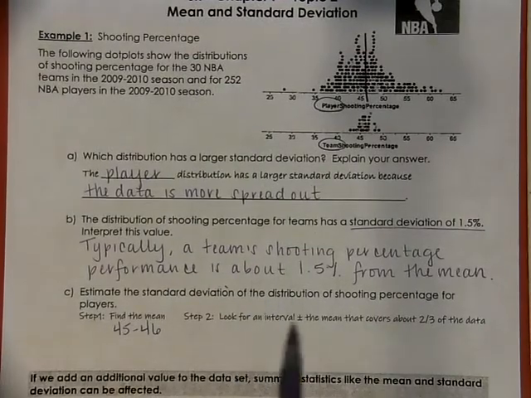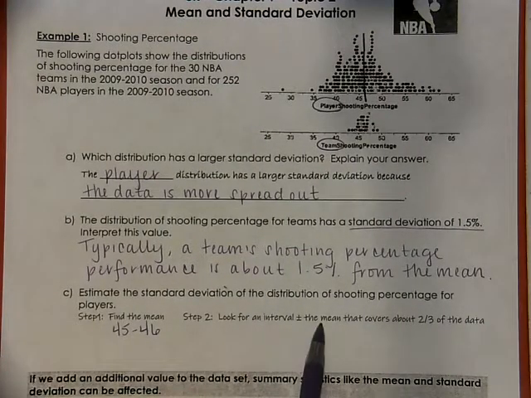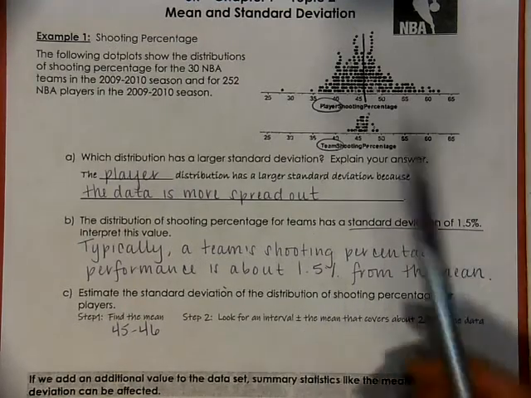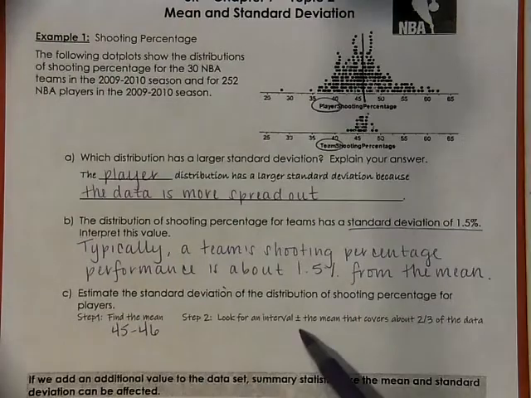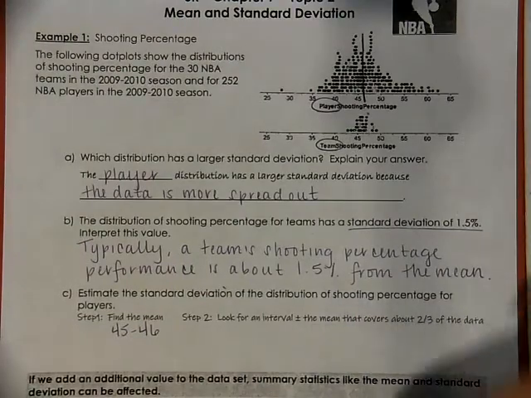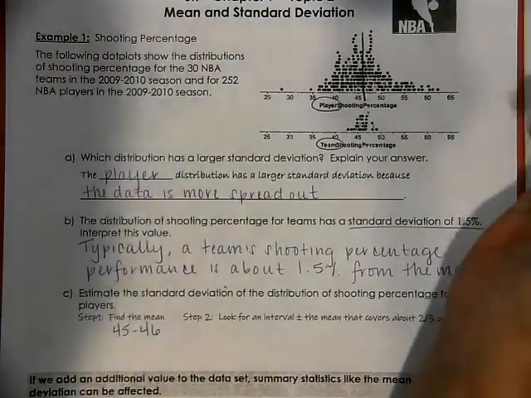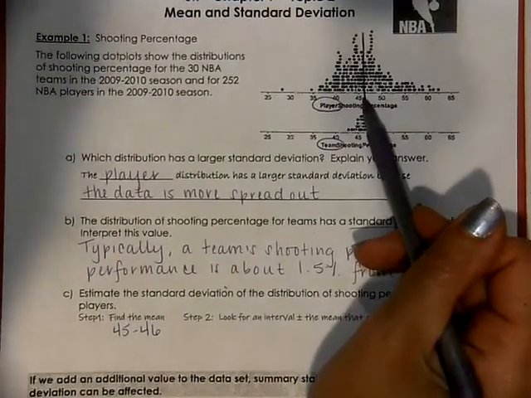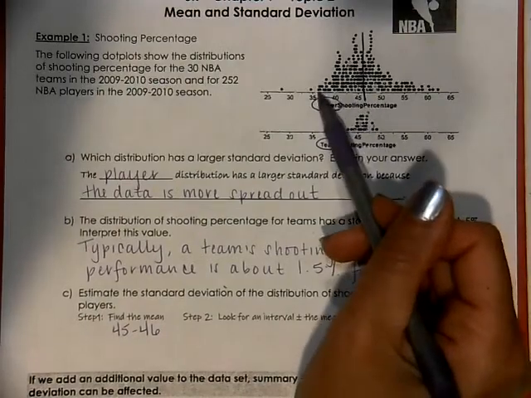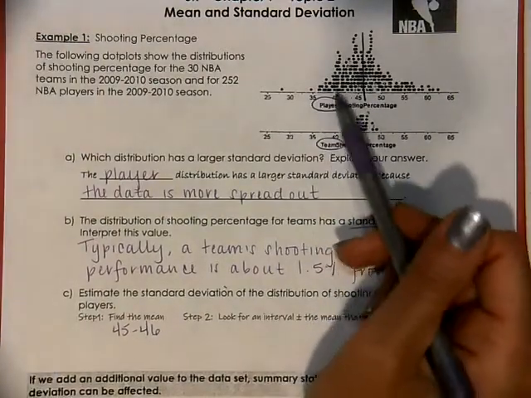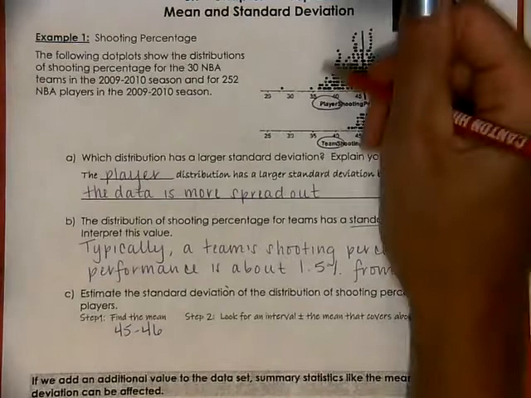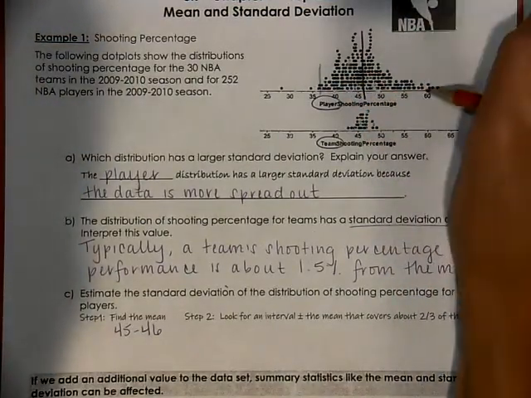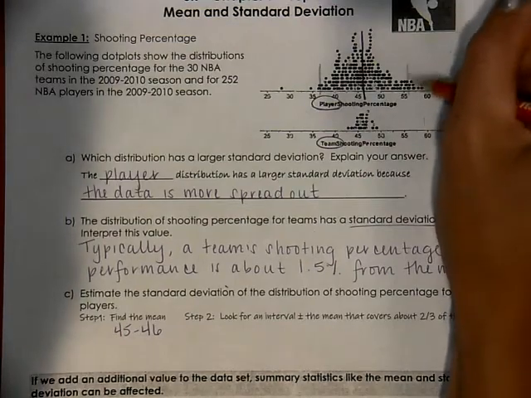Now it says look for an interval that contains about 2/3 of the data from the mean. So from the mean, both sides, both below it and above it. That's what we mean by the plus or minus here. So for example, if my mean is about, let's say 46, and I go 10 from the mean to 36, and 10 from the mean this way would be like 56.